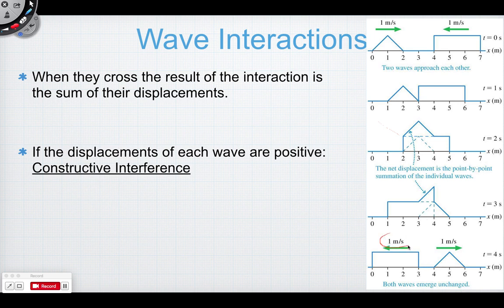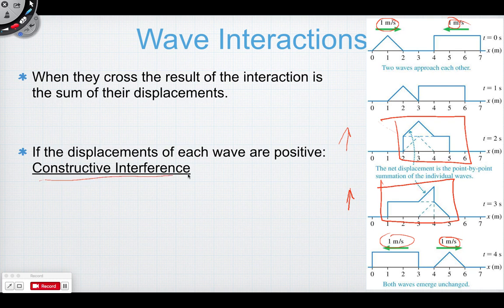Now, they have to have the same speed because, again, that is set by the medium, and you cannot have two different mediums in the same rope. So that is constructive interference. They add together, and what we call this is the resultant wave. These are resultant waves. The result is the summation of the individual waves of both positives, so the resultant wave grows. That's the key thing, constructive interference, the resultant waves grow.